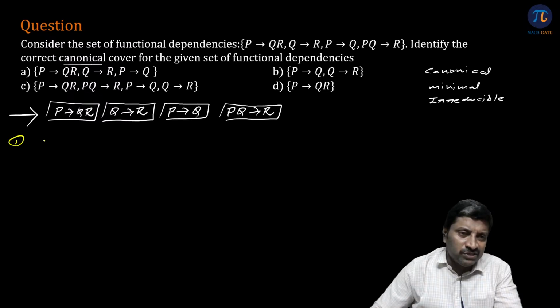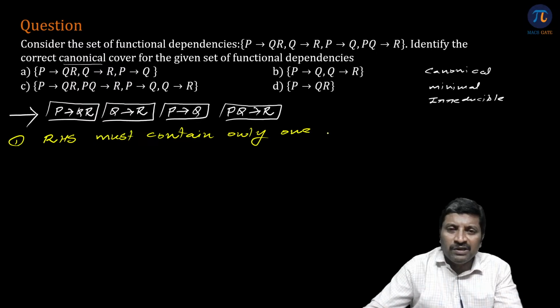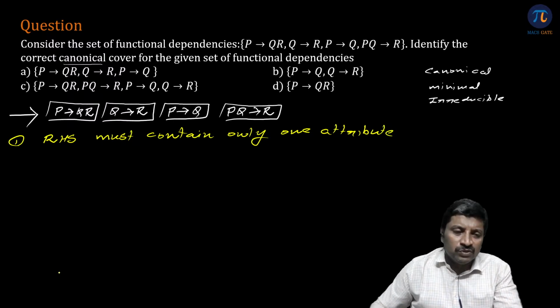The RHS must contain only one attribute. RHS must contain only one attribute. So then the first one should be split, sir.